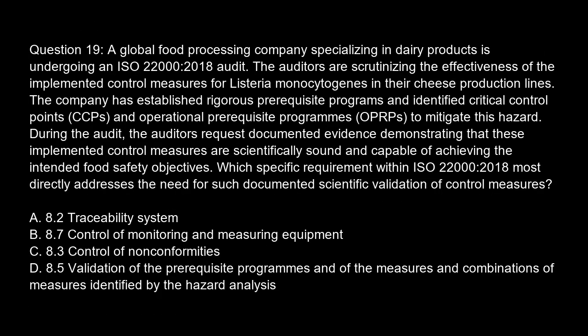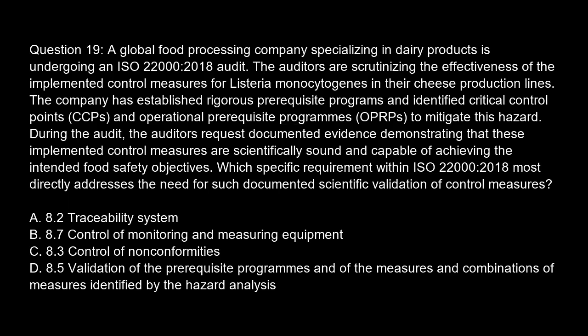Question 19. A global food processing company specializing in dairy products is undergoing an ISO 22000-2018 audit. The auditors are scrutinizing the effectiveness of the implemented control measures for Listeria monocytogenes in their cheese production lines. The company has established rigorous prerequisite programs and identified critical control points, CCP, and operational prerequisite programs, OPP, to mitigate this hazard. During the audit, the auditors request documented evidence demonstrating that these implemented control measures are scientifically sound and capable of achieving the intended food safety objectives.